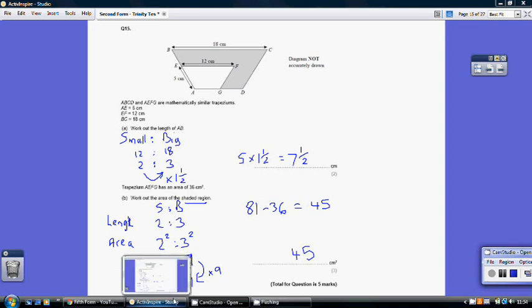Now, the area of the bigger trapezium is 81. The area of the smaller trapezium is 36. So the area of the shaded region, which is the big trapezium take away the small trapezium, is 81 take away 36, which is 45.